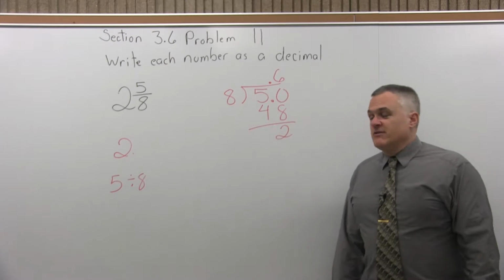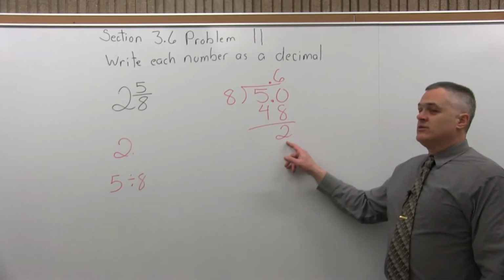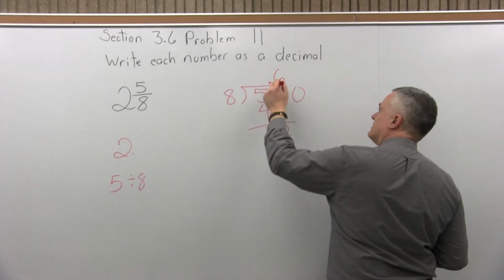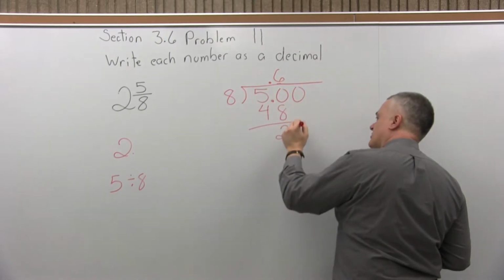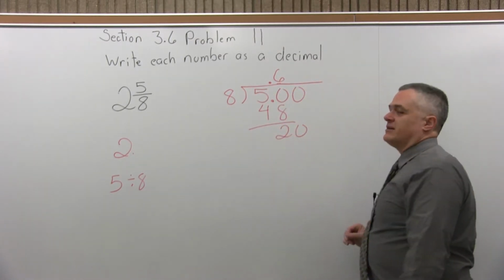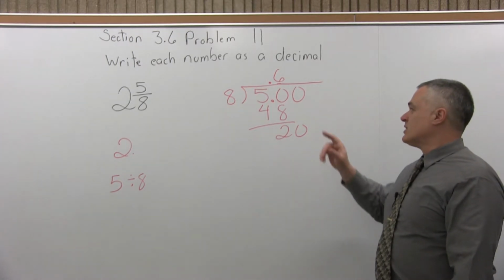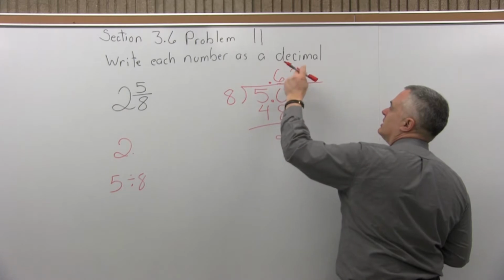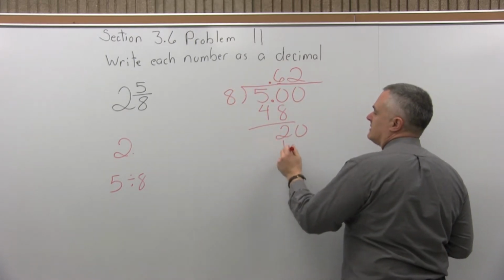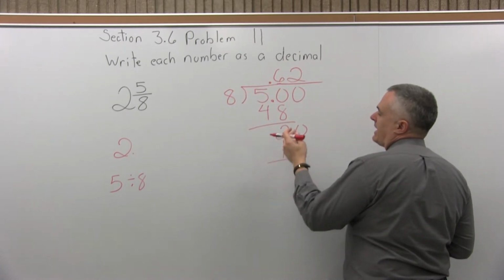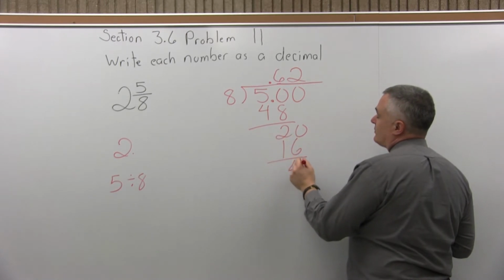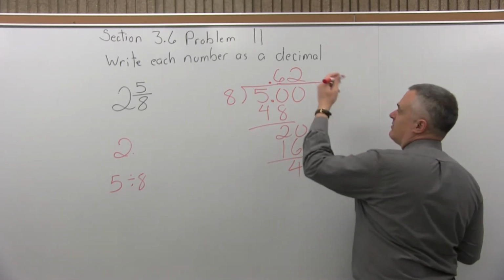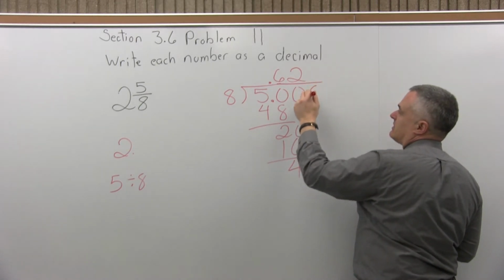So it didn't go in evenly. So what I can do now is add another 0 to the number in the division symbol, 5.00, and bring it straight down. That 0 comes down next to the 2, and now it's 20. So 8 divides into 20. Well, it'll go in twice. 2 times 8 is 16. And now 20 minus 16 is 4. So it still didn't go in evenly. I can add yet another 0. I can keep going. I can put as many zeros as I need to.